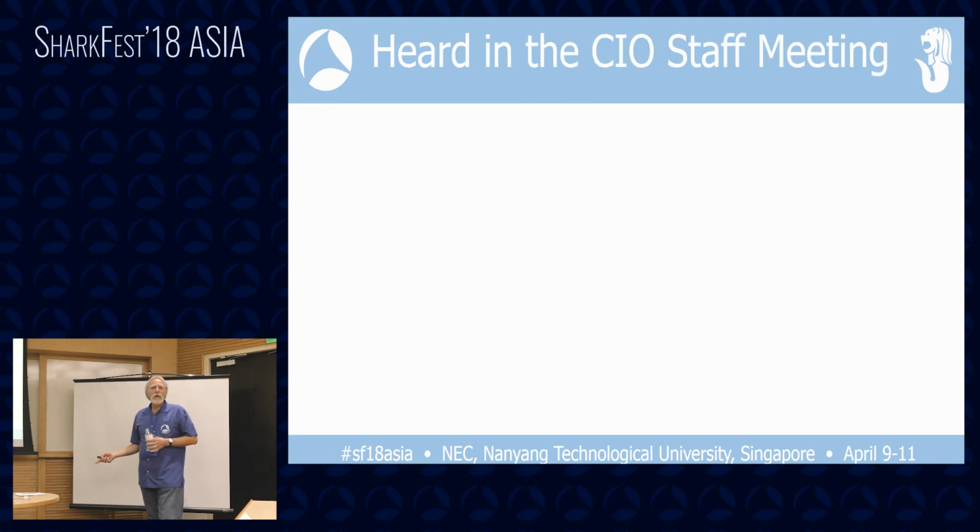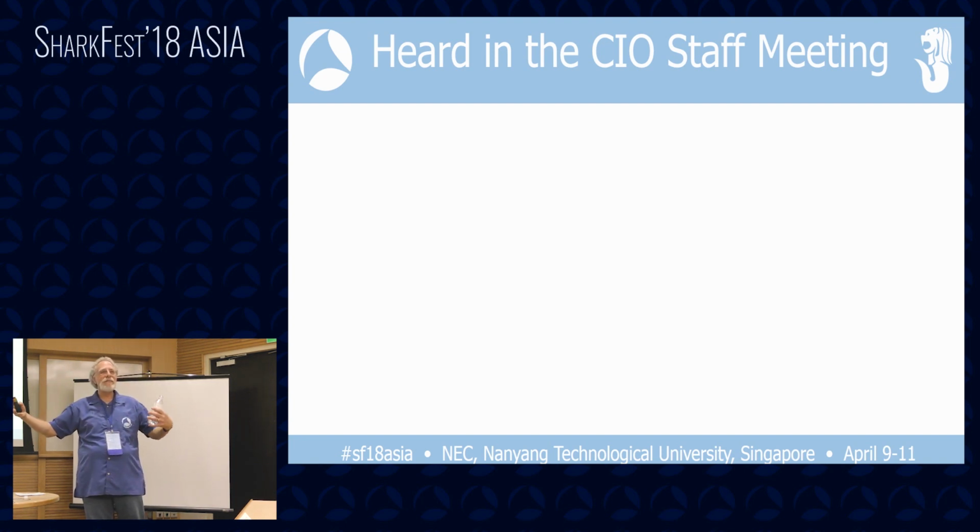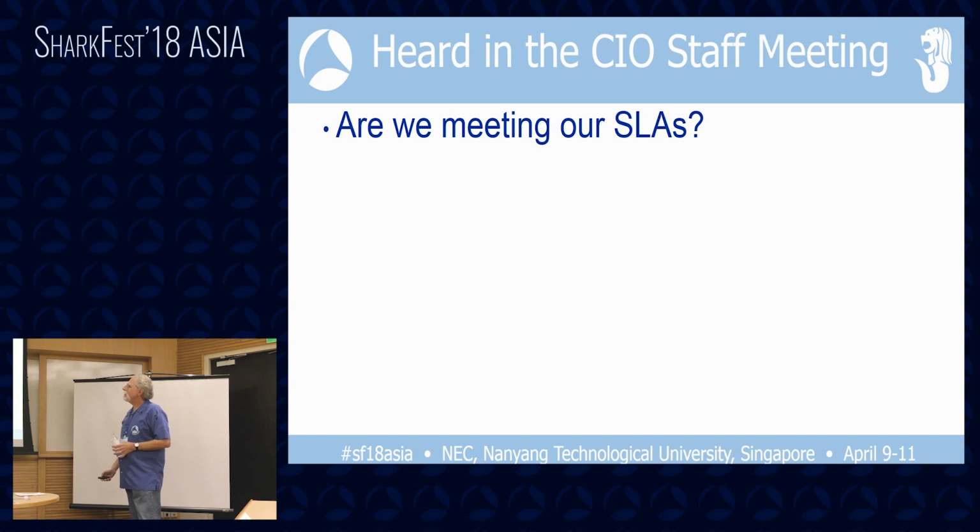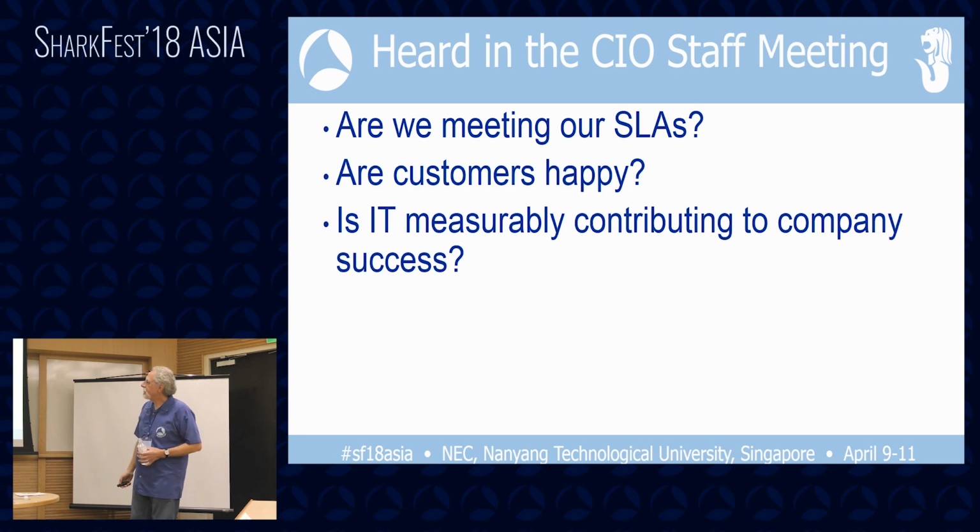But it's not just the war room. So remember, the question is, why do we need visibility? It's not just the war room. It's also in the CIO staff meeting. How many people have been in a CIO staff meeting? It's a very different discussion up there, especially if there's not like the sky is falling. If the sky is falling, then it's like the war room. But if things are calm, the questions are different. Are we meeting our SLAs? Are our users happy? Right? Are we measurably contributing to company success?